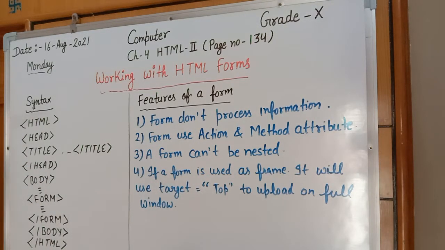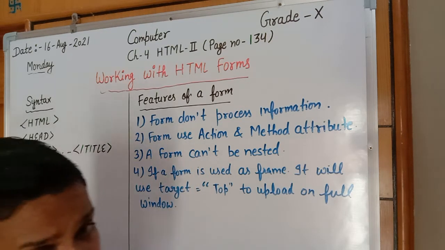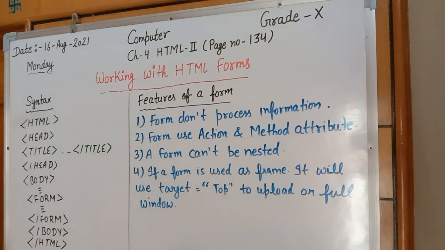It will just store the information. It will help to forward the information, but it cannot process. Information will be processed by any other method. That method is named as form use action and method attribute. We will discuss in next session now. So form use the action and method attribute to process the information.